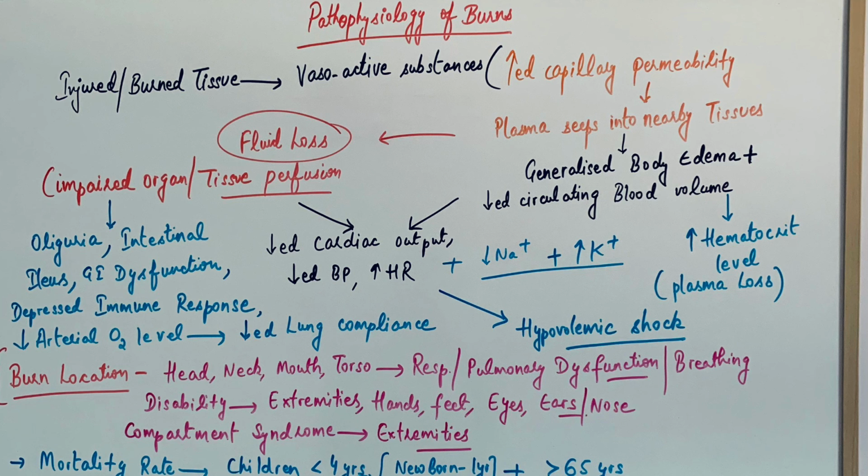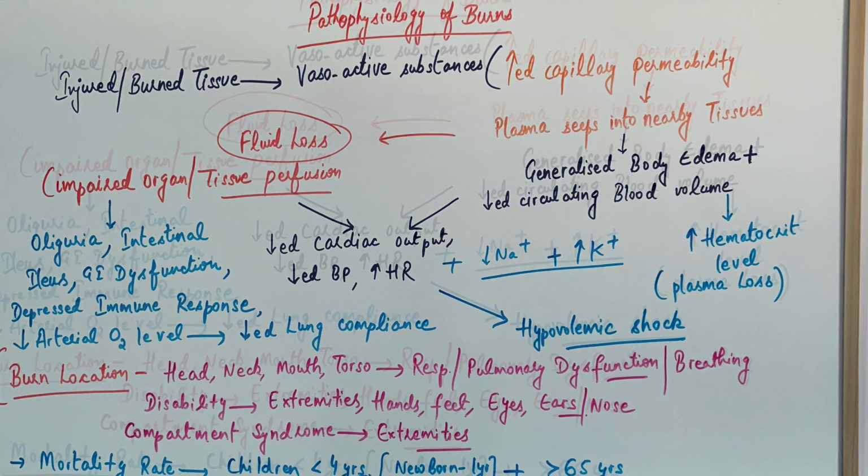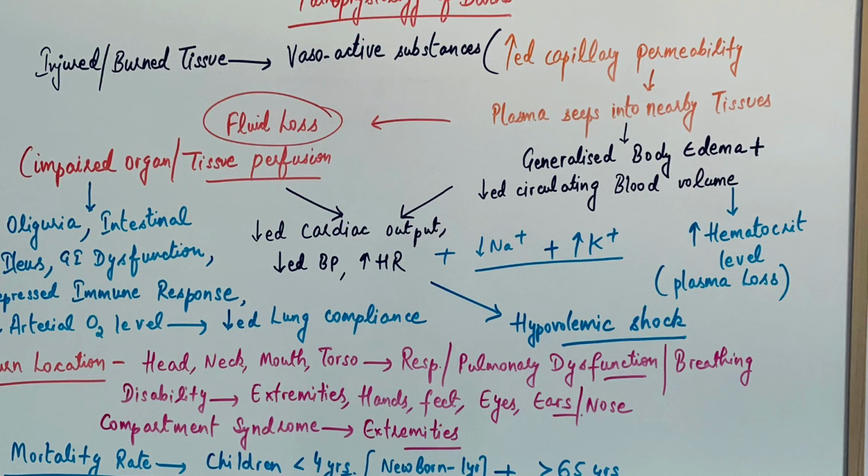Of the electrolytes, there is decreased level of sodium and increased level of potassium, hyperkalemia, because the sodium and potassium pump works opposite to each other. If the level of one element increases, the level of the other decreases. If the level of sodium is decreasing, then obviously the level of potassium will be increasing in the body.